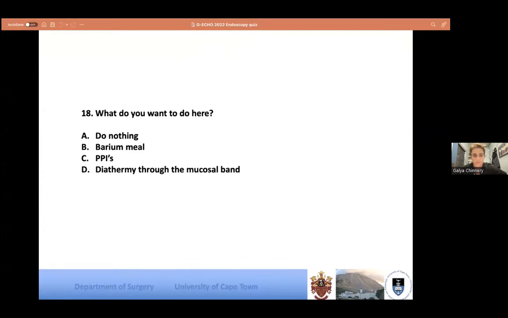Okay, that's it. Yeah, do nothing, I agree. Diathermy through the mucosal band, I think that would just be for fun. I don't think there's any reason to do it. Yeah, I would do nothing. That's just a previous ulcer with a residual mucosal band. I wouldn't do anything.